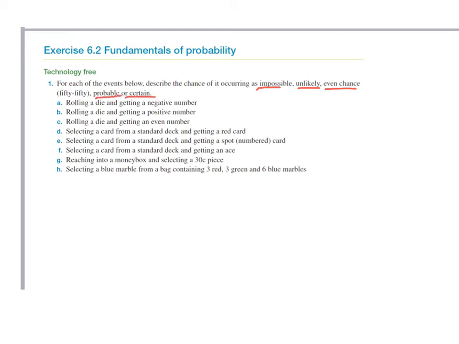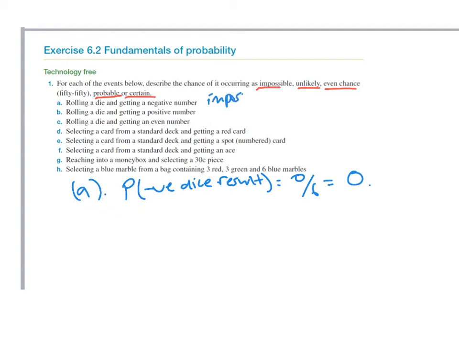So question A is rolling a dice and getting a negative number. I'm going to calculate it. Negative dice result. We don't have negatives on dice, do we? So it's 0 out of 6 possible outcomes, which is 0. So we can answer that one as impossible. We've answered the question and the evidence is down here.